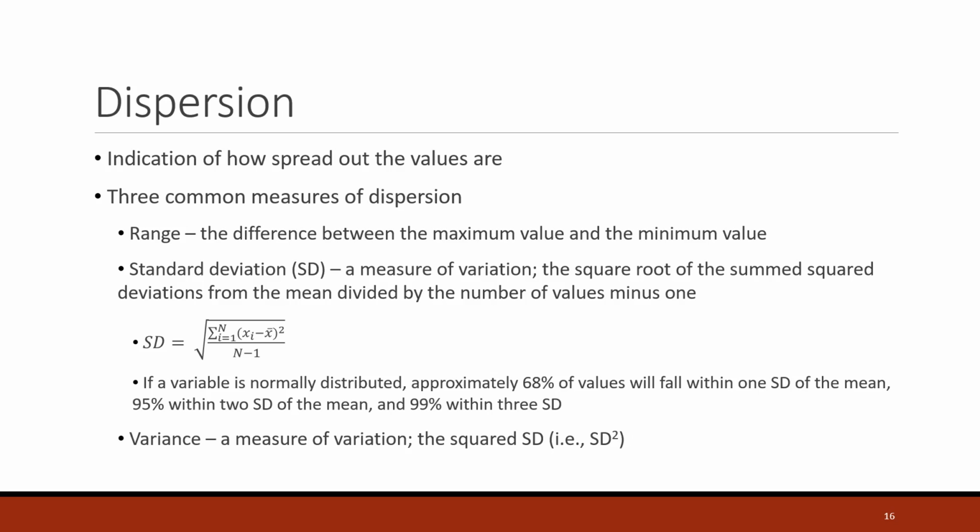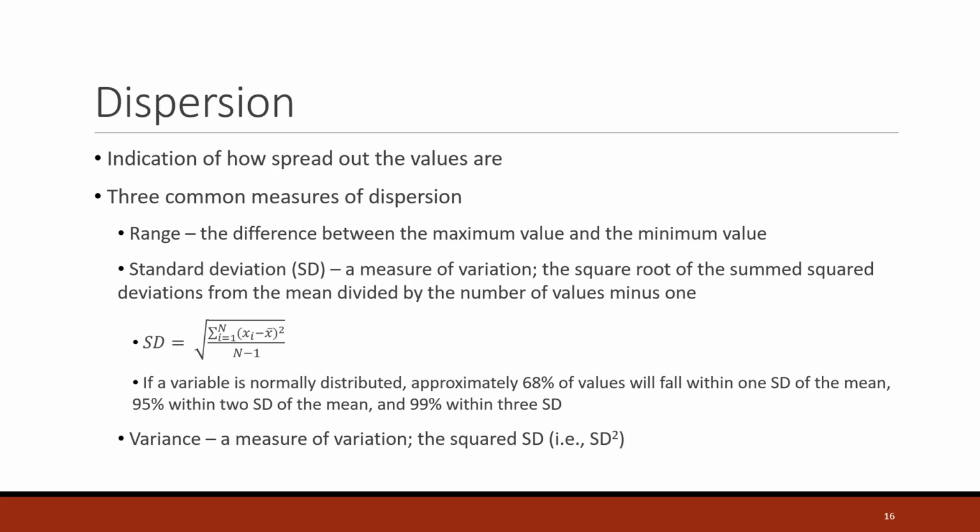So now we've talked about the distribution, we've talked about central tendency, and finally we have dispersion. So dispersion is an indication of how spread out the values are. And there are 3 common measures of dispersion that we'll talk about here. The range, which is the difference between the maximum value and the minimum value.